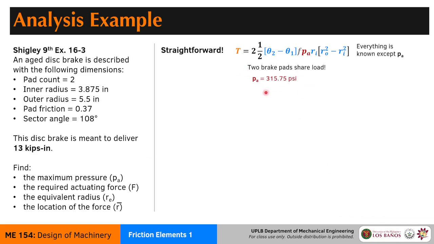And since you already know the pressure, you can now solve for the actuating force. I won't flash the equation here, but you can try it on your lonesome. So this is the force. This is the effective radius. This is the location of the force. So is it that easy? If we're just plugging and playing, yes, it is that easy.